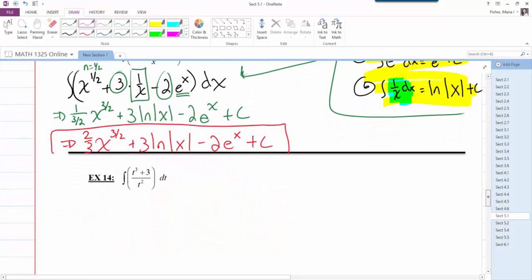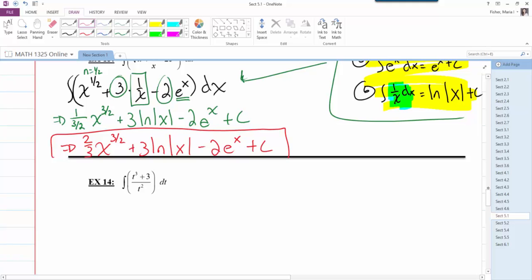So let's look at number 14. So number 14, we have the integral of t cubed plus 3 over t squared. Well, again, I've not taught you anything about division, so with these problems, we know we rewrite them. So we could rewrite this as the integral of t cubed over t squared plus 3 over t squared dt. Well, t cubed over t squared is the same as t.